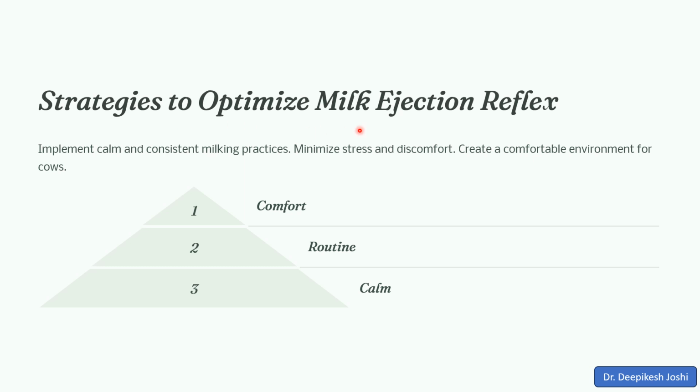Strategies to optimize the milk ejection reflex: we should provide comfort to the animal so that no adrenaline is released. The routine of the farm should be followed, with particular timings of milking, and calmness of both the milker and the animal is very necessary.